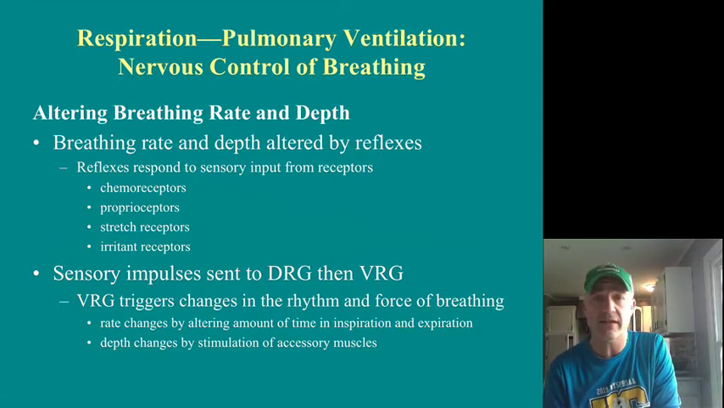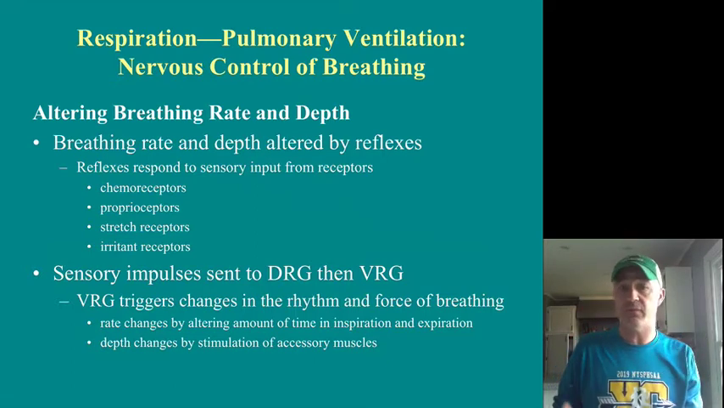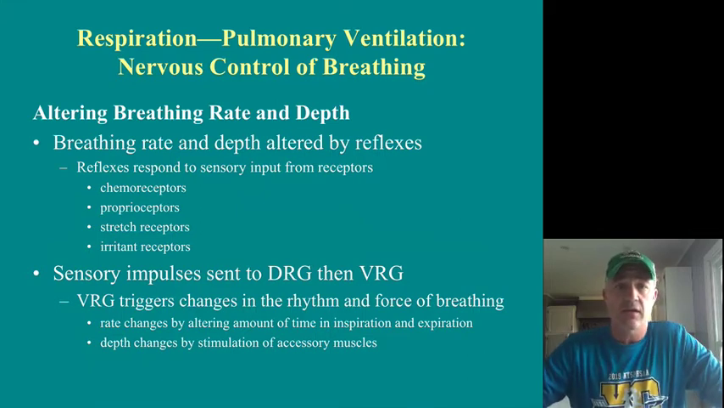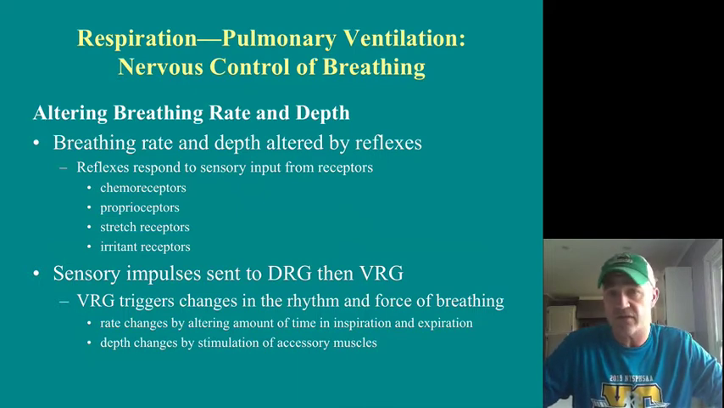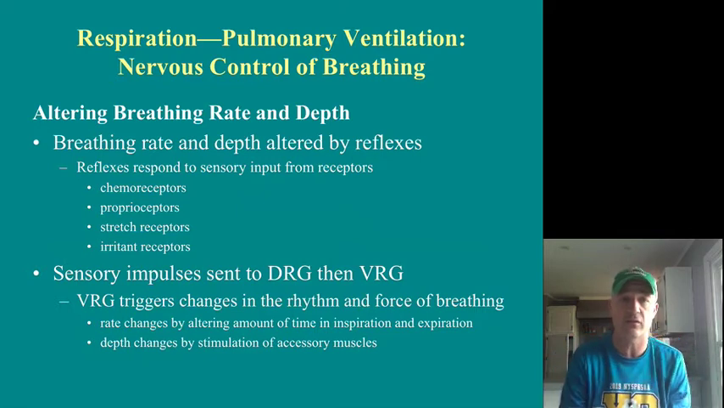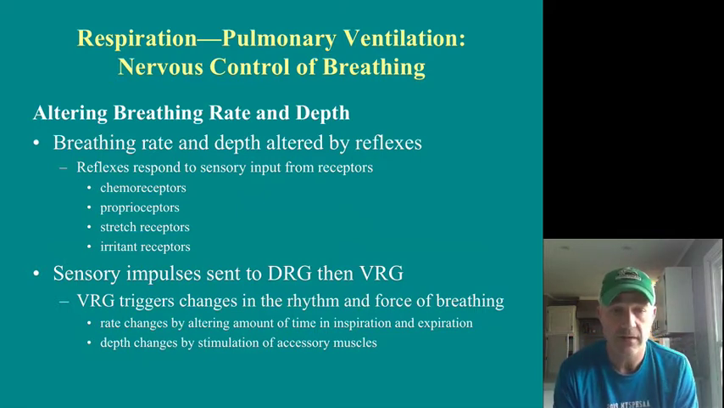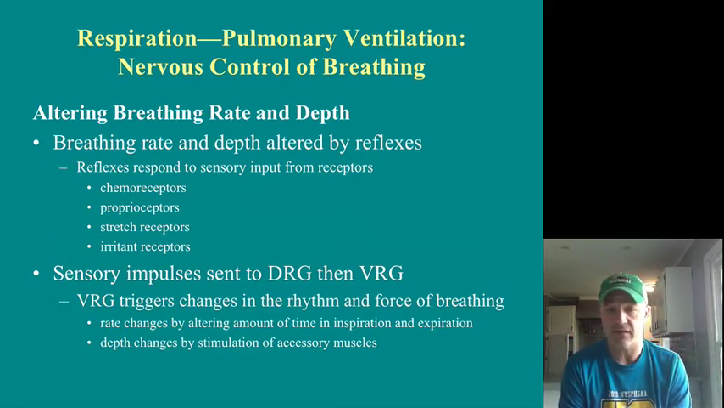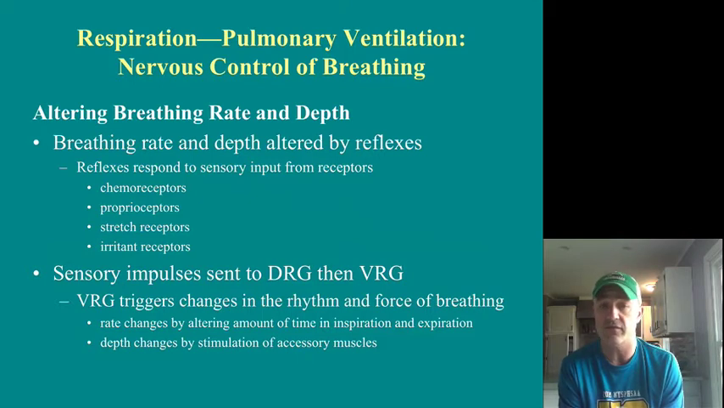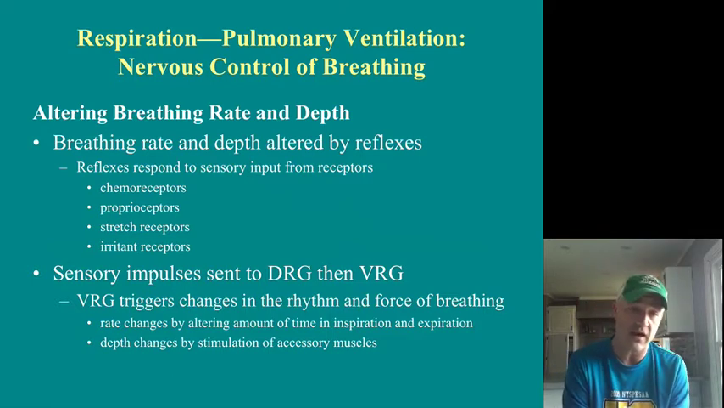What's going to regulate how often we breathe and how deep we breathe is really a combination of a number of things, but it has a lot to do with chemoreceptors. Proprioceptors and a few other things, irritant and stress receptors, will play a role, but the biggest thing here is going to be chemoreceptors. Sensory impulses are sent from these receptors to the dorsal and ventral respiratory groups of the medulla, and these help to alter when we breathe in and when we breathe out.